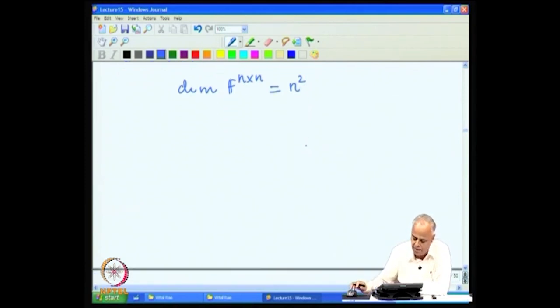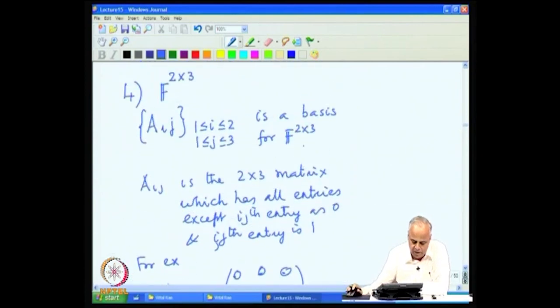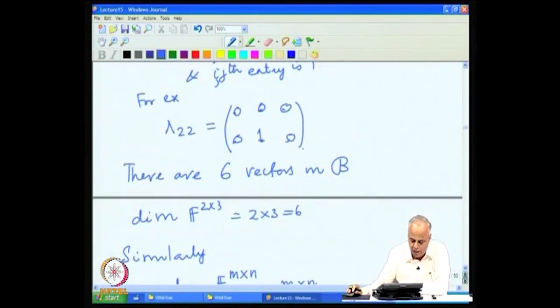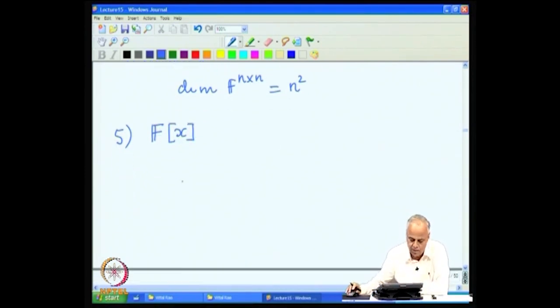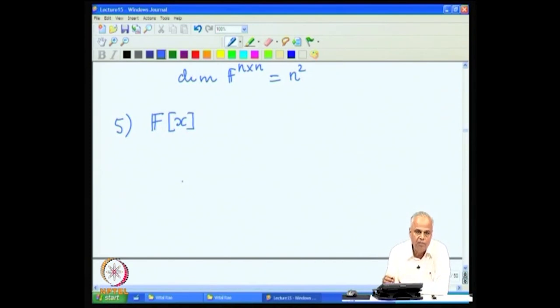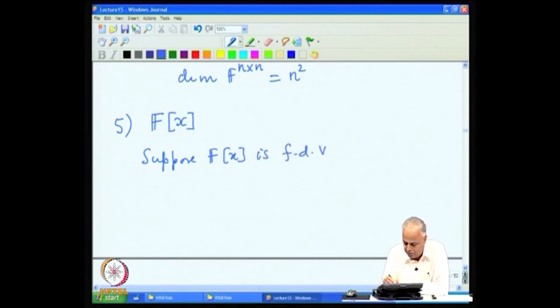Let us now look at another example. So, we have seen the vector space Fn, we have seen the vector space of 2 by 3 matrices and generalized it to m by n. Now, we look at the vector space of all polynomials over F. Now, this space is not finite dimensional, because if it were, suppose F[x] is a finite dimensional vector space, then there must be a finite basis.